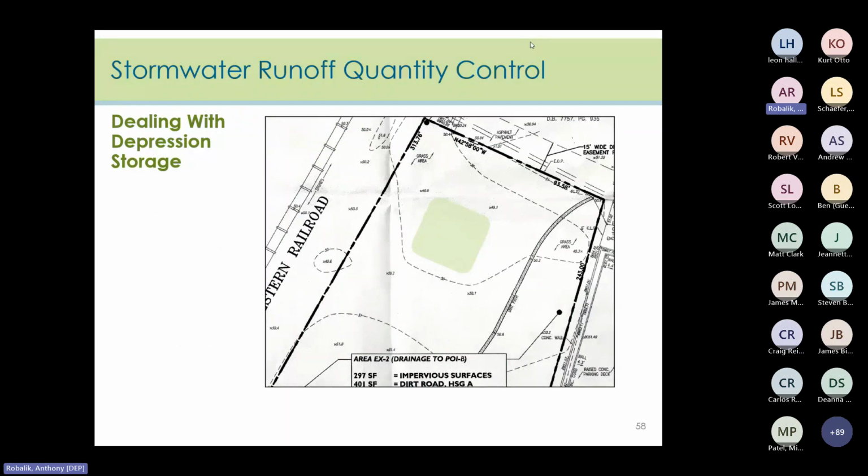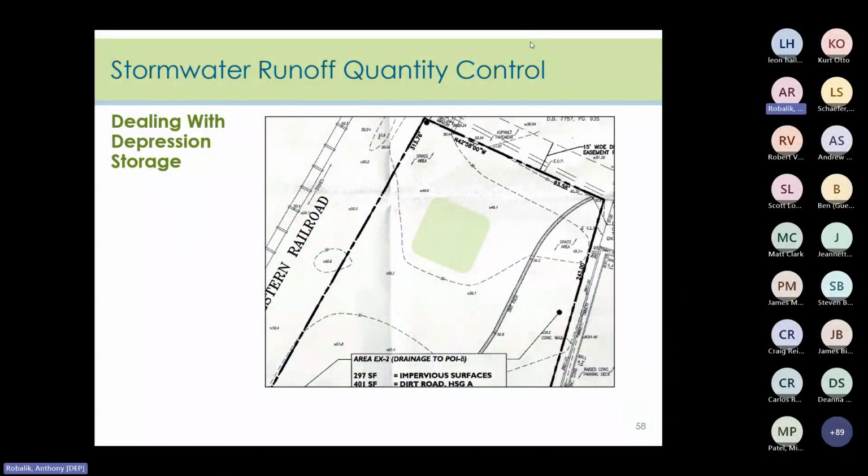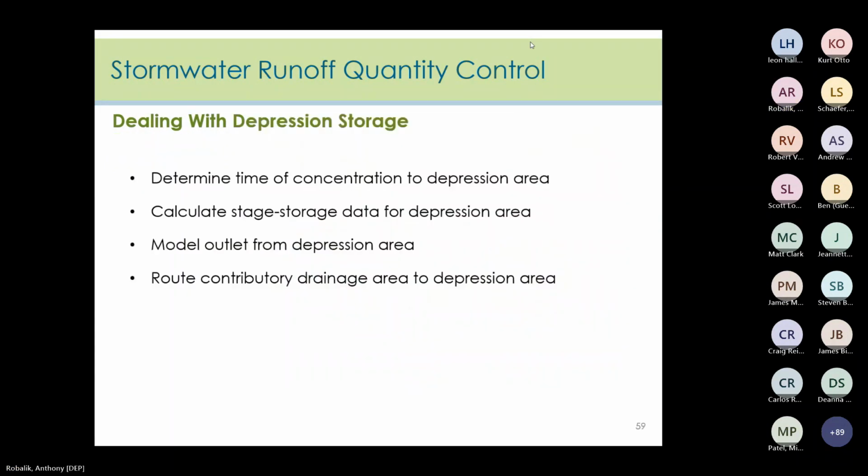So this is the one example of depression storage that Manesh covered earlier. Had the reviewer conducted a proper review of the existing depression storage, there most likely wouldn't be the issues that are there today. So again, the reviewer must review the time of concentration to the depression area, calculate the stage storage data for the depression area, model the outlet from the depression area, and that could be an orifice or weir, likely a weir, and route the contributory drainage area to the depression area.